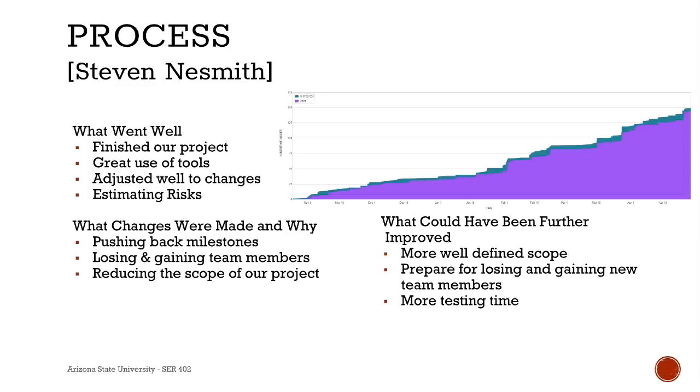In teal, it shows the amount of tasks we had opened and started throughout the project. And in purple, it shows what we had completed. As you can see, we were close to finishing all of our project's tasks.